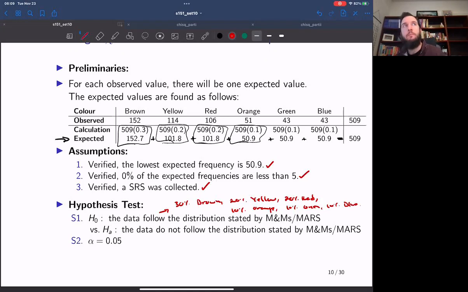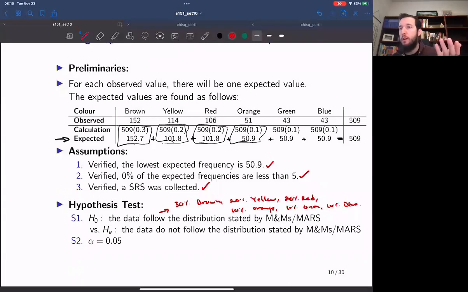The point being that the null hypothesis for the goodness of fit test is simply reiterating that the distribution of interest is the true distribution. So in this situation, it would basically just be reiterating that all M&Ms are going to occur in proportions of 30% brown, 20% yellow, 20% red, 10% orange, 10% green, 10% blue. So we just want to highlight that.